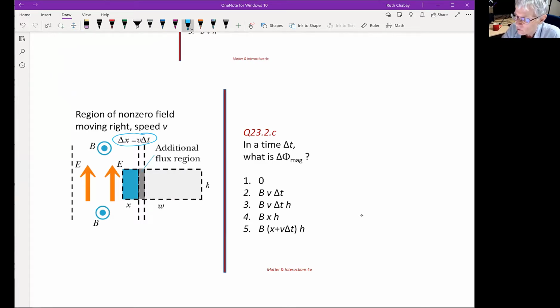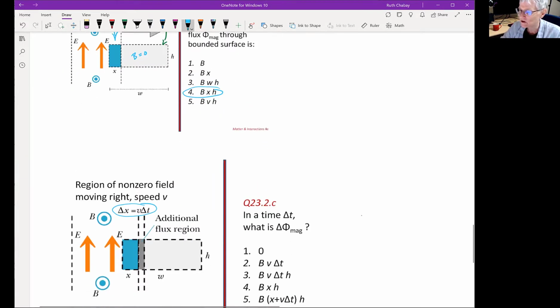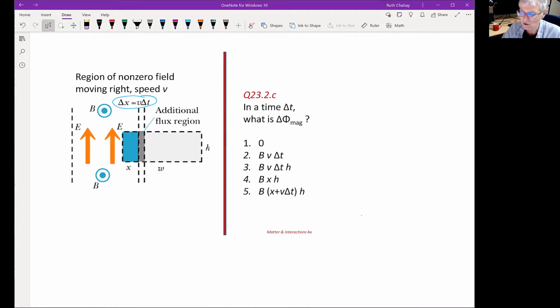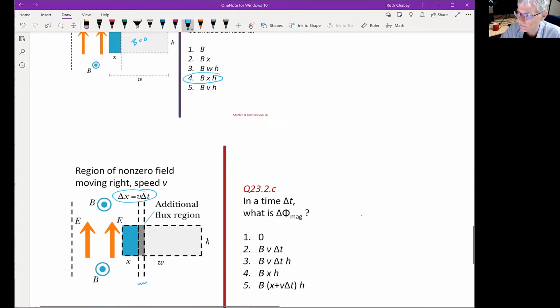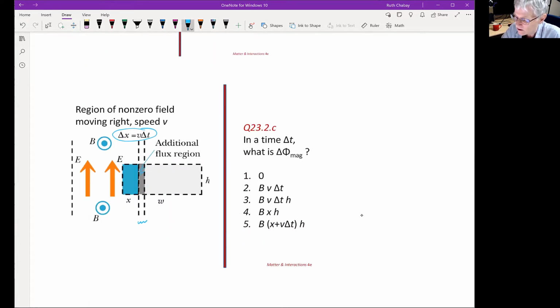So what we want here is not the total. Well, we're skipping a step kind of. So instead of just getting the flux here and subtracting, what we're going to do is kind of do the subtraction. What we want to know is the change in flux here. The change in flux has to do with the difference between the flux now and the flux before it moved. And what happened is that there's this little additional region here with non-zero flux now.